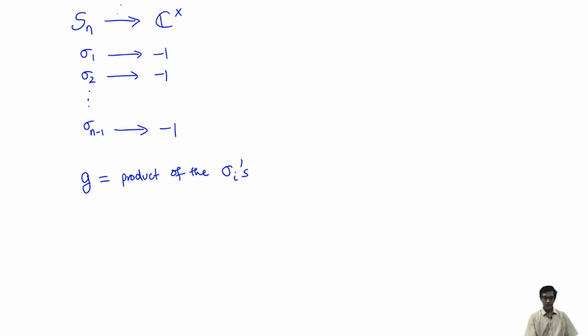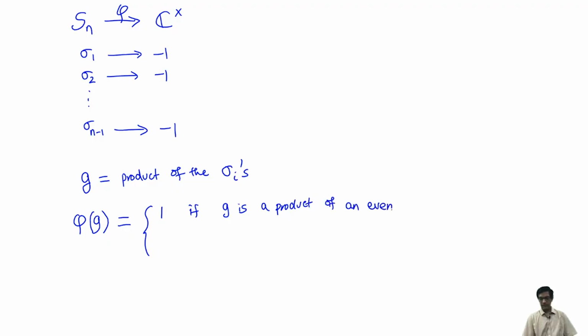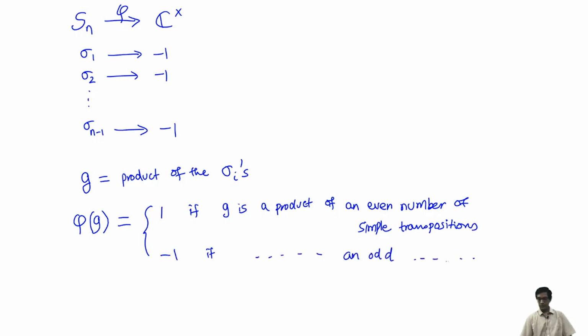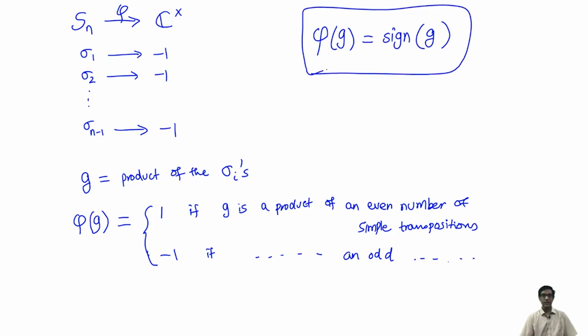And this map phi, what is it? Phi of g is always plus or minus 1, but it's plus 1 if g is a product of an even number of simple transpositions, and minus 1 if it is an odd number of simple transpositions. Recall, this is exactly the thing that you have seen before. This is the sign map. This is the sign of a permutation, which is, if you write it as a product of transpositions, whether you have an even or an odd number of them.